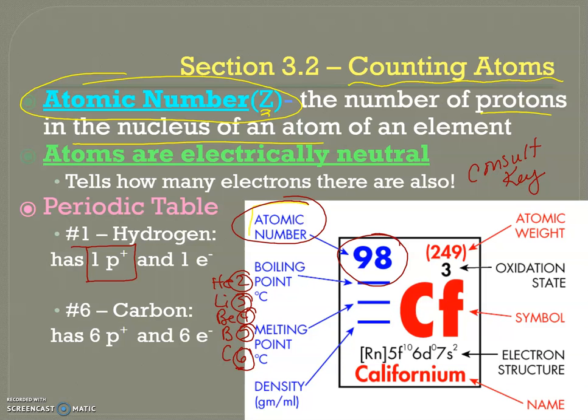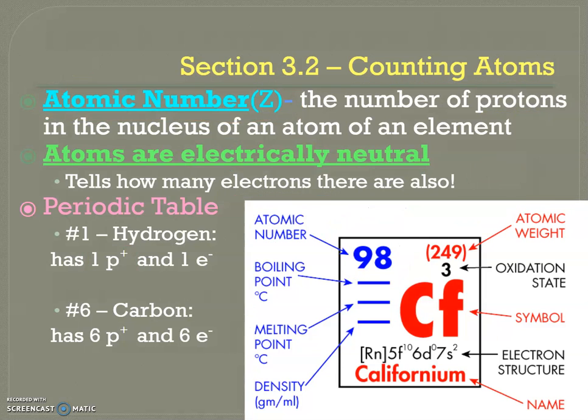Now, the other interesting part is that since all of our atoms are electrically neutral, that means that this is also the number of electrons. So the atomic number is the number of protons and electrons of neutral atoms. And we'll talk about when they're not neutral in a little bit.